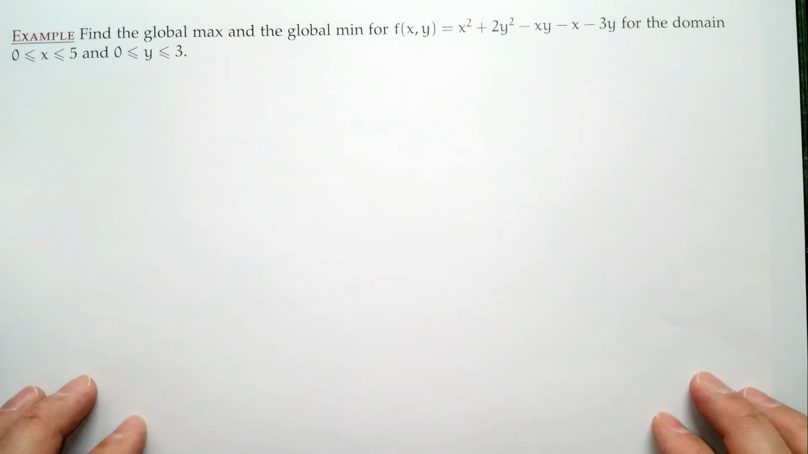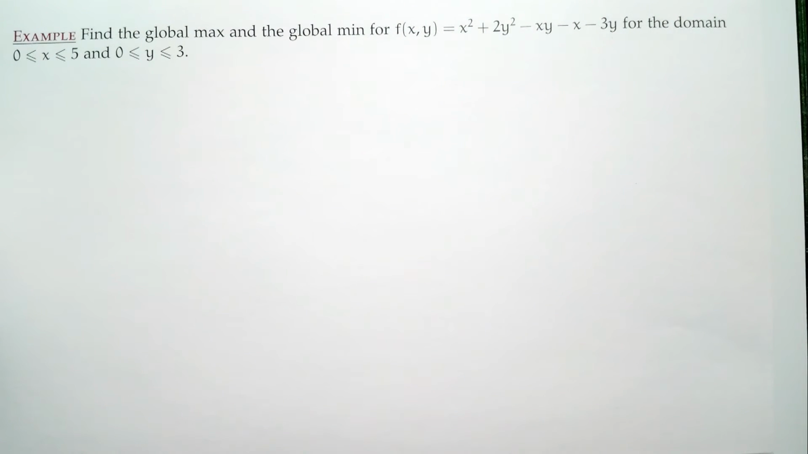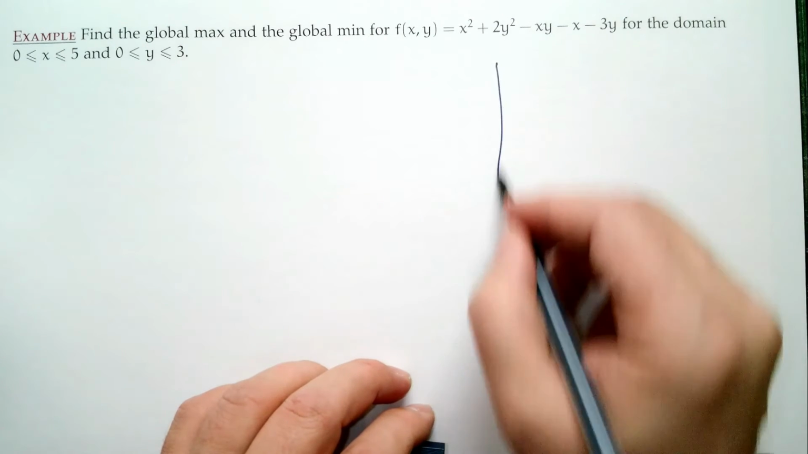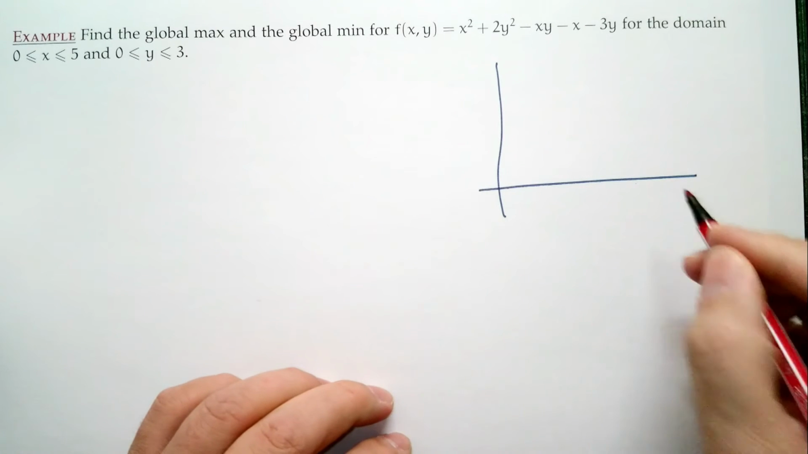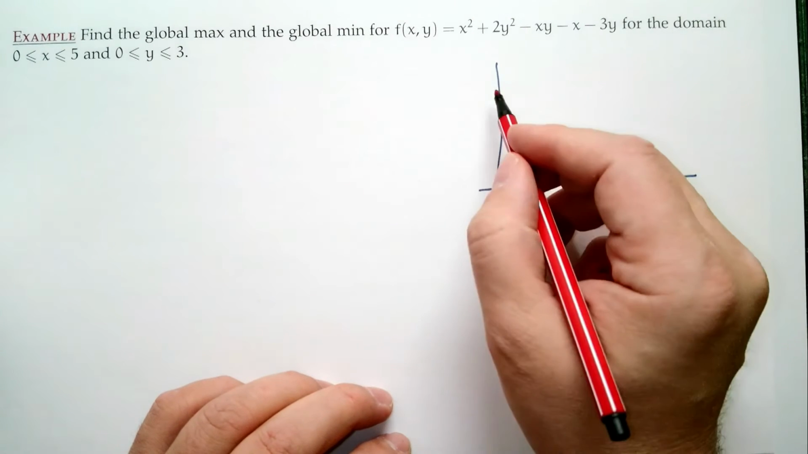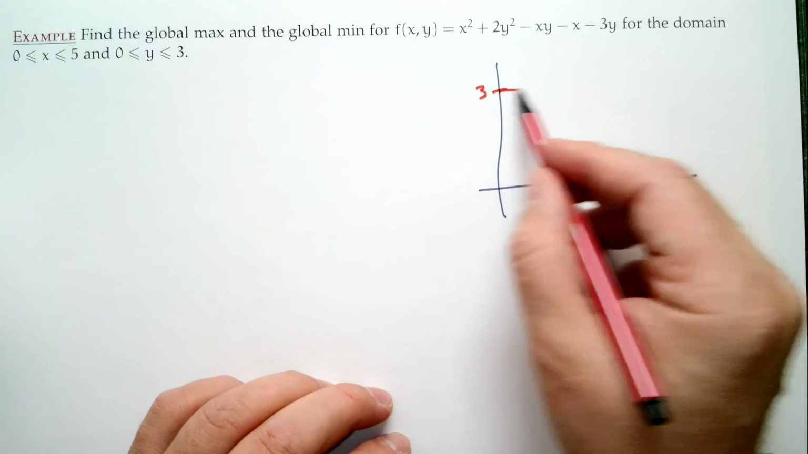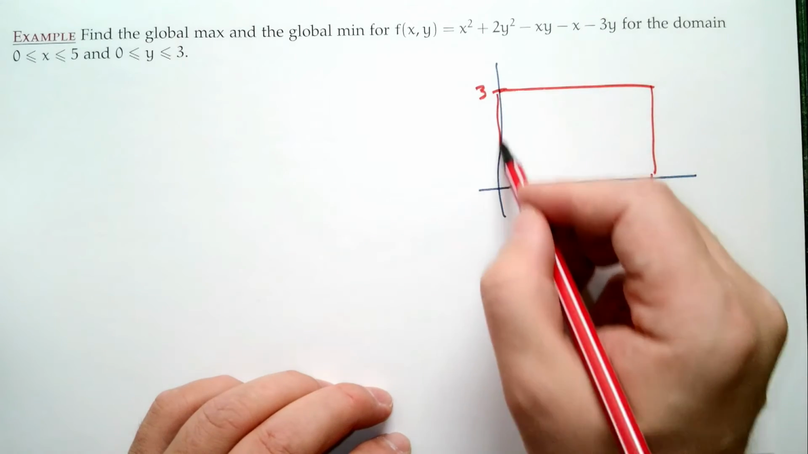Find the global max and the global min for f of x y is x squared plus 2y squared minus xy minus x minus 3y for the domain x goes from 0 to 5 and y goes from 0 to 3. So I'm going to give a quick sketch of the domain. Turns out it's easy to draw this one. What does it look like? It's a rectangle. So there's 5, there's 3, and there's our domain.